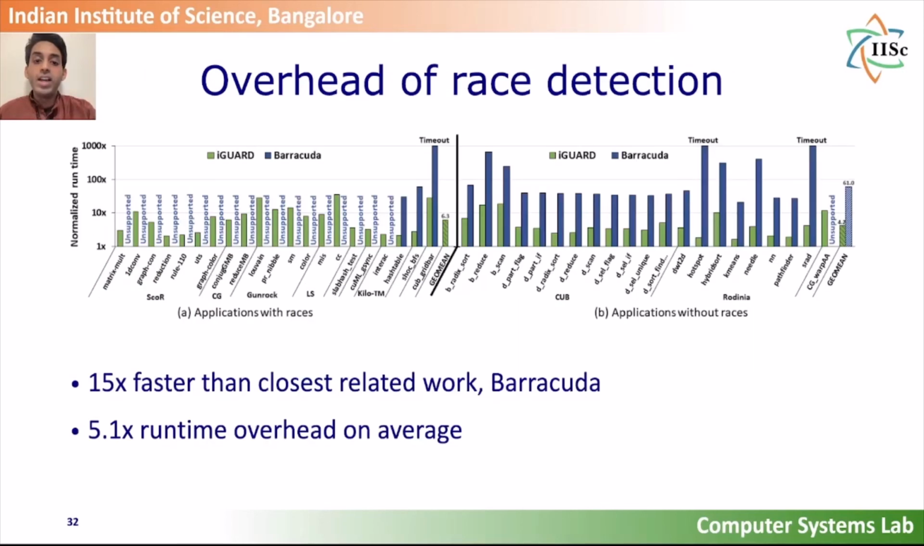Not only did iGUARD catch a wide set of races, but it also did so at a lower performance overhead. Here, the graph compares the overhead of iGUARD against a previous work, Barracuda. A detailed breakdown of the graph is given in the paper. Across all the applications, iGUARD was faster than Barracuda and on average performed 15 times better, thanks to iGUARD's in-GPU race detection. It also did not miss any races caught by Barracuda. On average, iGUARD had a 5.1x runtime overhead.